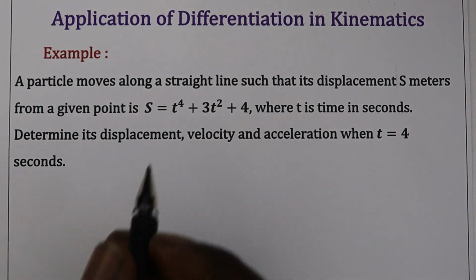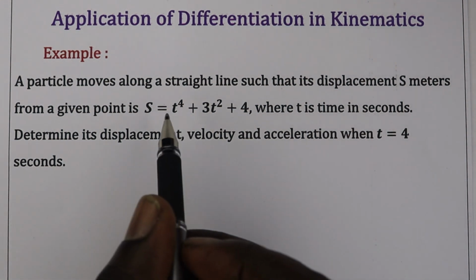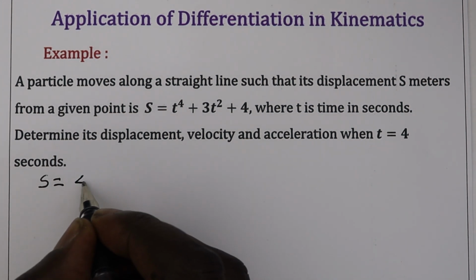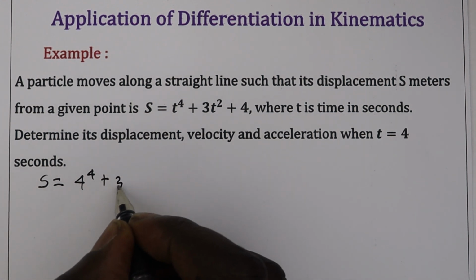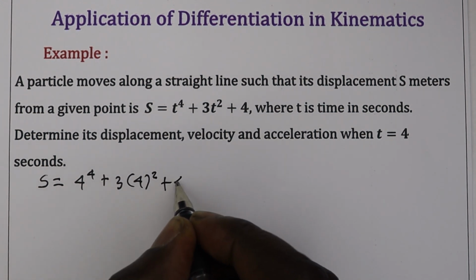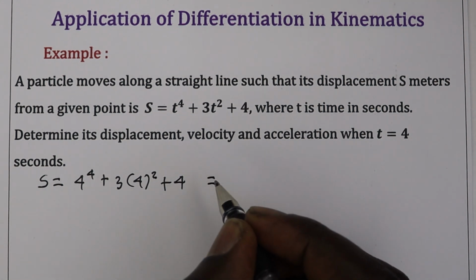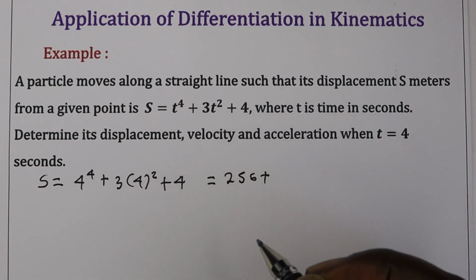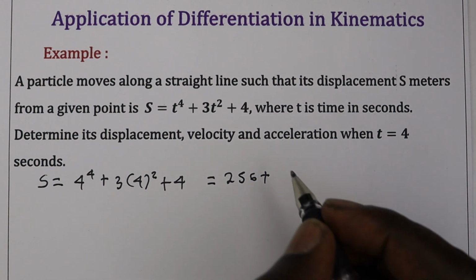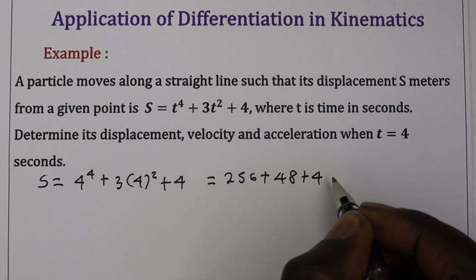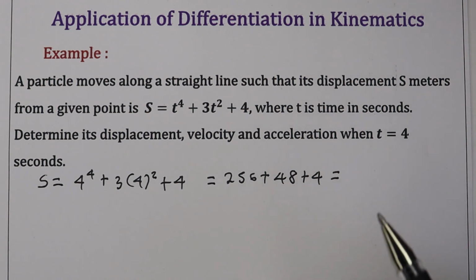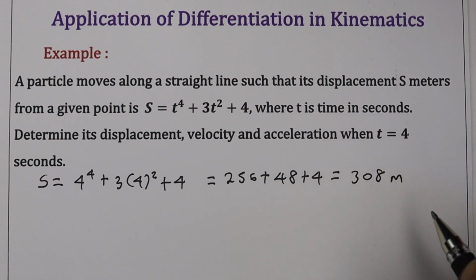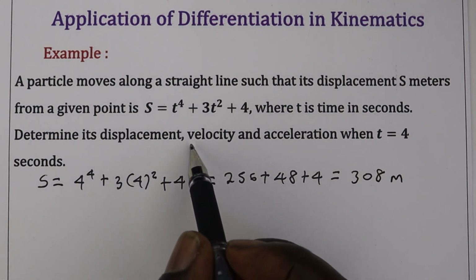For the displacement, all you need to do is just substitute t, and t is 4. So s is equal to 4 to the power 4 plus 3 into 4 to the power 2 plus 4. That is 4 to the power 4 is 256, plus 3 times 4 to the power 2, that is 48, plus 4. And you're going to find that to be equal to 308 meters.